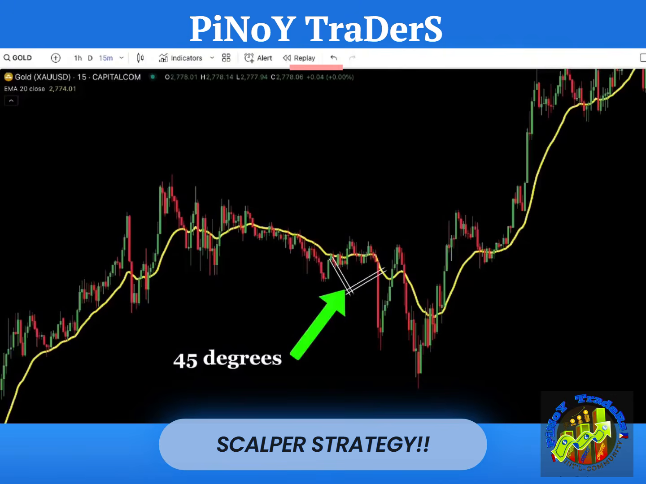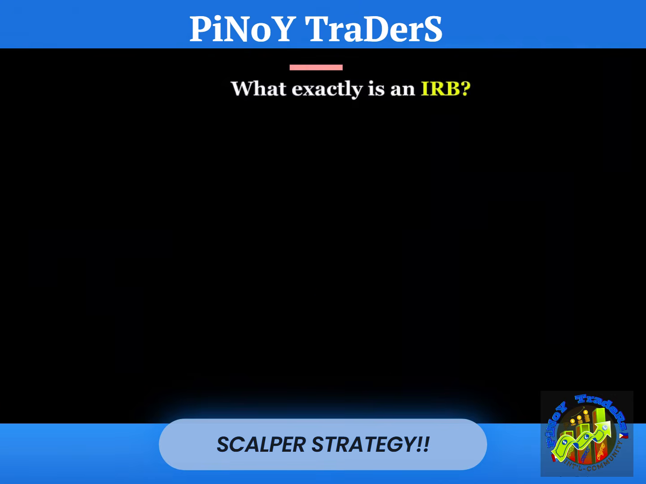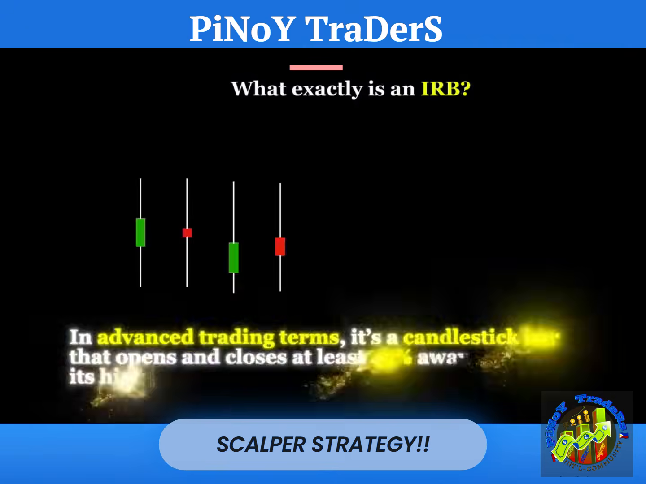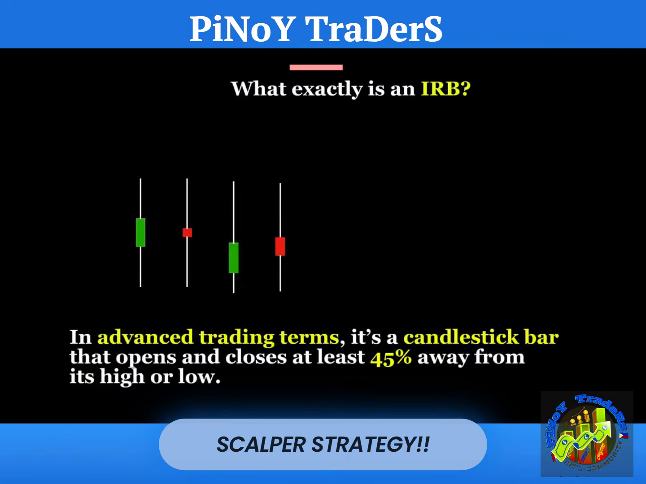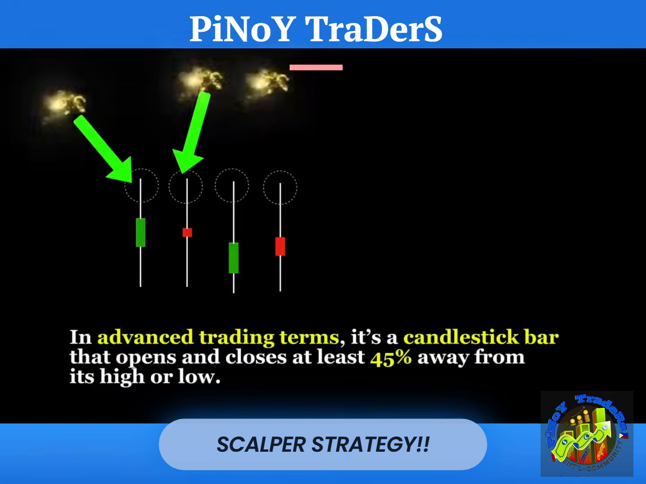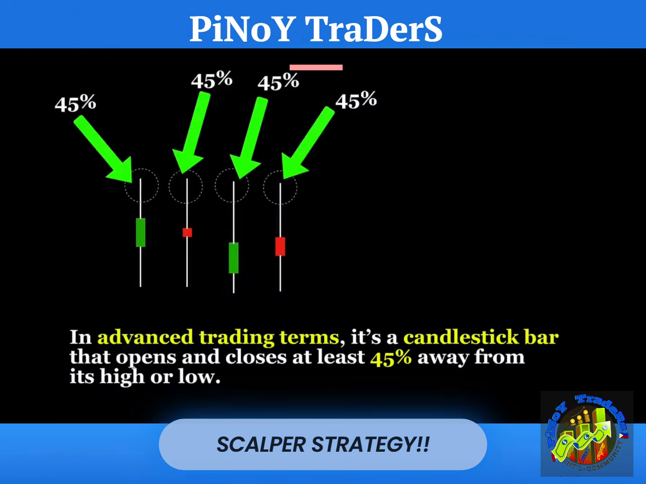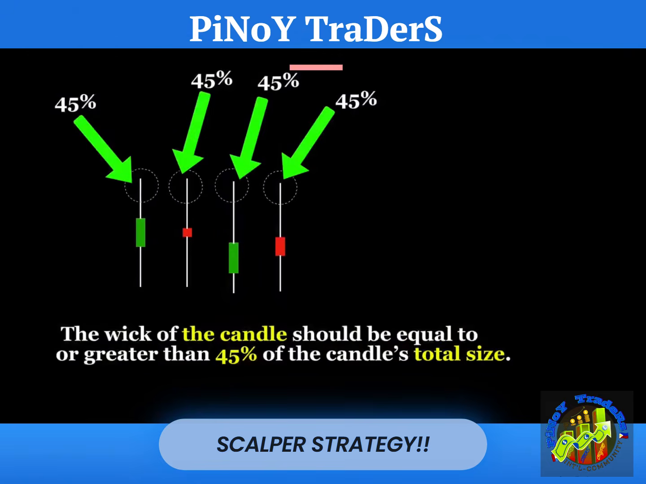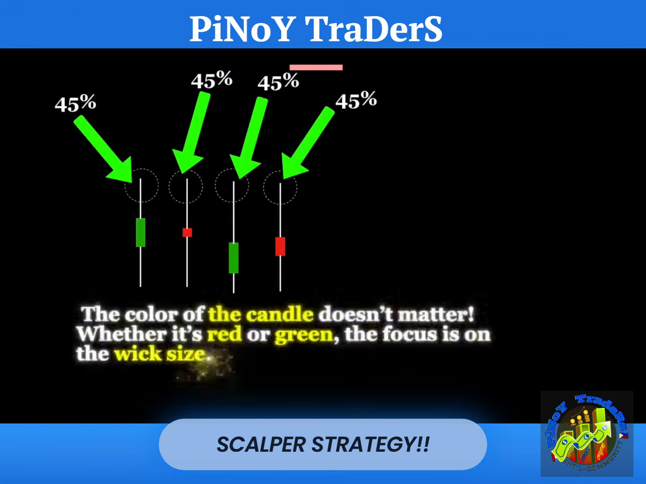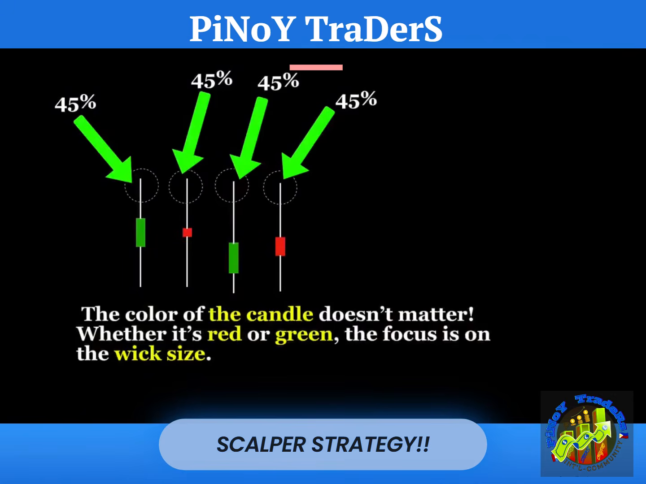This might sound a bit advanced, but don't worry, I'll break it down so it's easy to understand. What exactly is an inventory retracement bar? In advanced trading terms, it's a candlestick bar that opens and closes at least 45% away from its high or low. In simpler terms, the wick of the candle should be equal to or greater than 45% of the candle's total size. And here's an important point. The color of the candle doesn't matter.